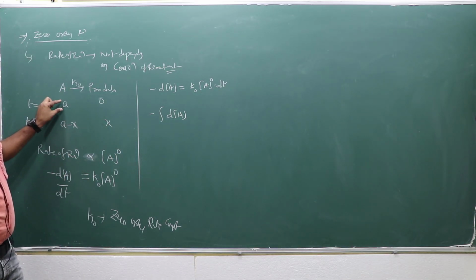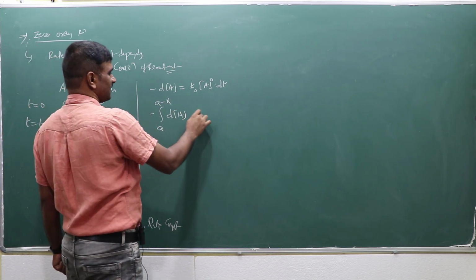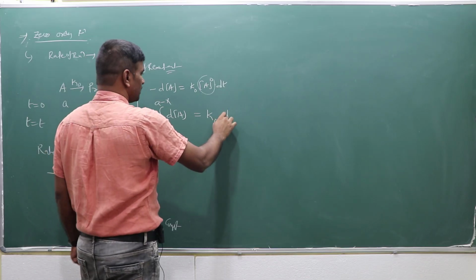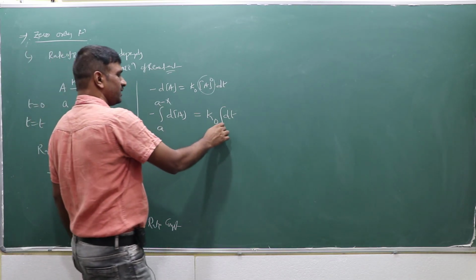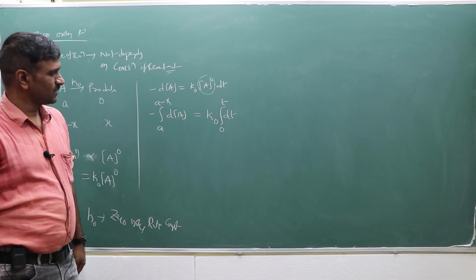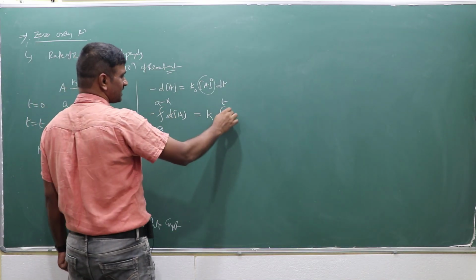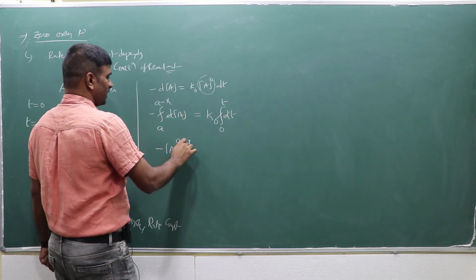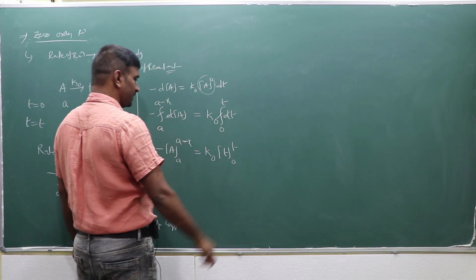The concentration of A is changed from A to A minus x, which equals k naught into dt, since the concentration raised to the power of 0 is 1. Integration will be taken, and time will be changed from 0 to t, where the initial time is 0; t can be in minutes or seconds, whatever it may be. So the integration and derivation cancel, and the concentration of A goes from A to A minus x, which equals k naught into t from 0 to t.